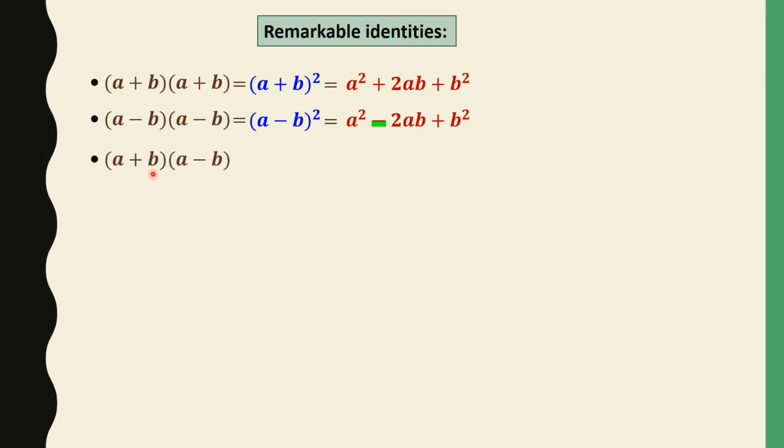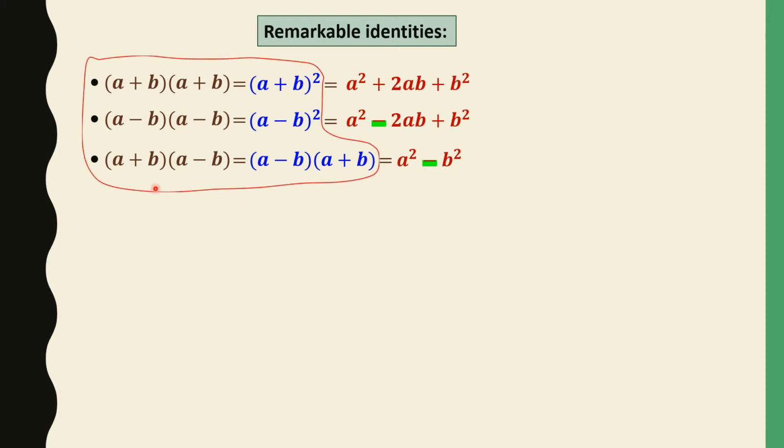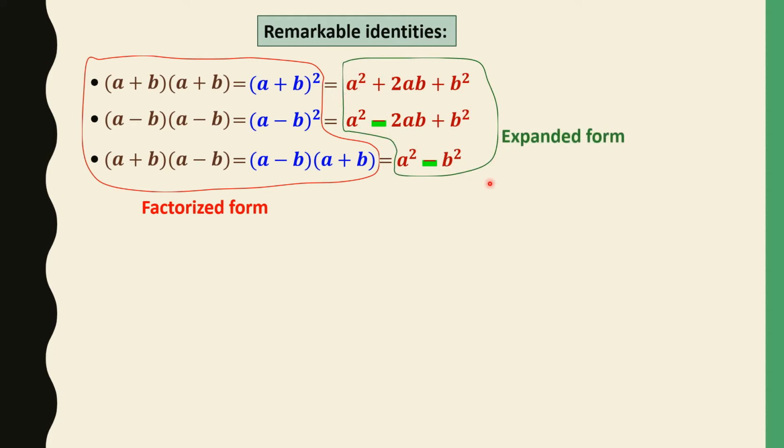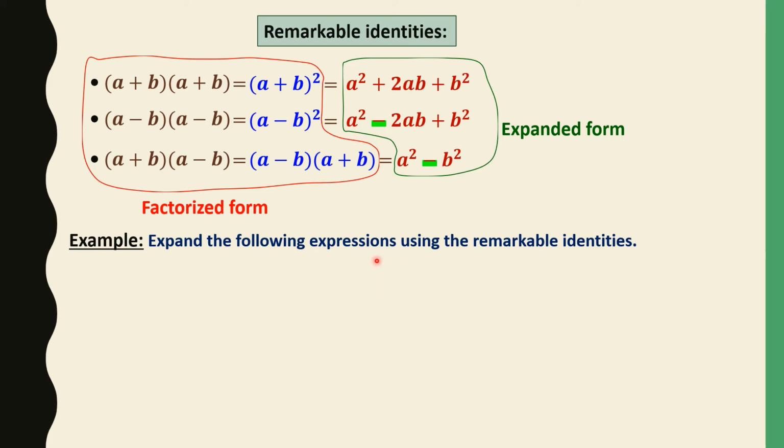And the third one, a plus b into a minus b, it's equal to a minus b into a plus b. They both have the same expanded form, which is equal to a squared minus b squared. Here, all these expressions circled in red are the factorized form, and these expressions circled in green represent the expanded form. So example, expand the following expressions using the remarkable identities. Example 1, x plus 3 squared.